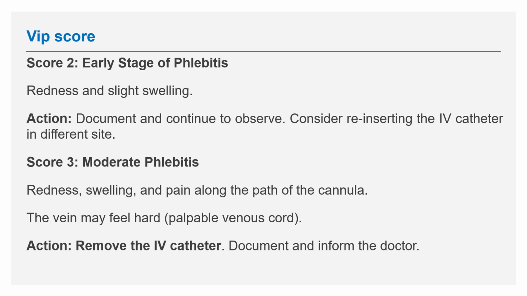Whereas in score 3, we give score 3 if there are 3 symptoms like redness, swelling and pain, and the pain along the IV cannula path. So the action will be to remove the IV catheter, document and inform the doctor. The vein may be very hard and a palpable venous cord is slowly visible in score 3. In score 3, we have to remove the IV cannula, reinsert the IV cannula and inform the doctor.